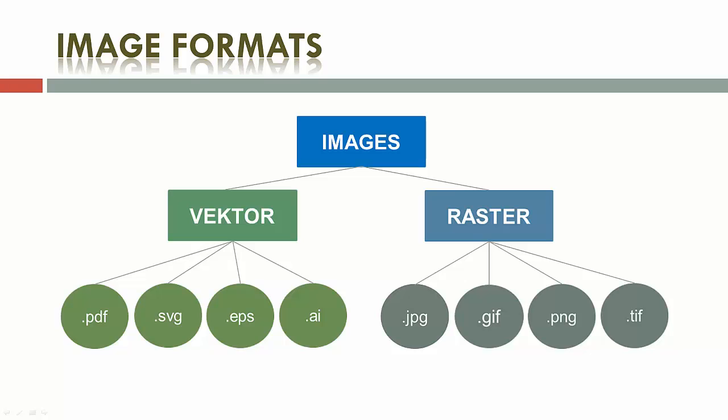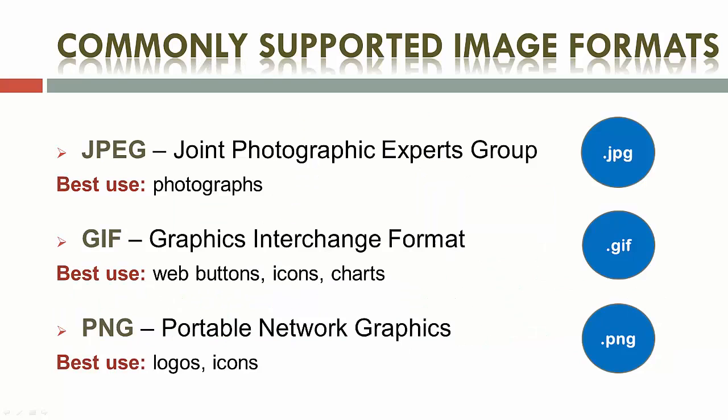However, vector formats are not good for complicated images such as photos. In this case, the raster image format should be used. So, raster images should be used for complex scenes with lots of irregular shapes and details. The commonly used raster image formats, supported by most browsers, are JPEG, GIF, and PNG.